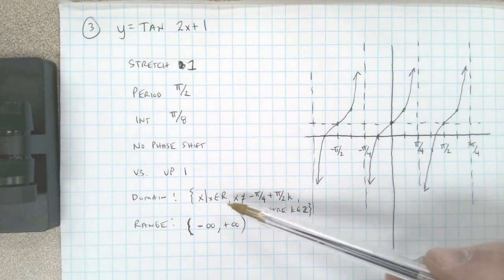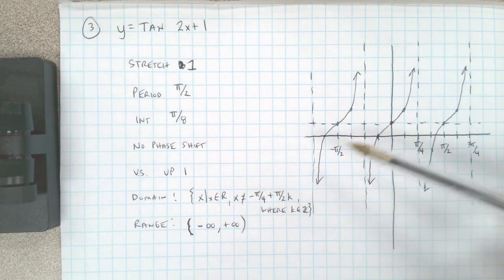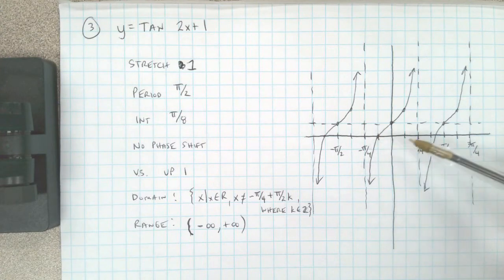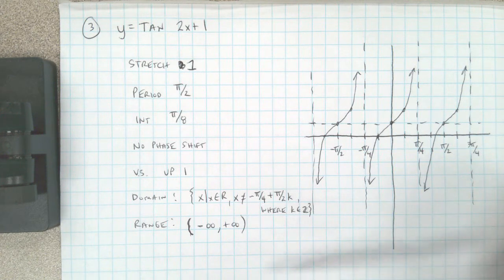So my domain is for all x such that x is an element of the real numbers. x is not equal to negative pi fourths, that's the asymptote I picked, plus pi halves k, where k is an element of the integers, and then our range is from negative infinity to positive infinity.